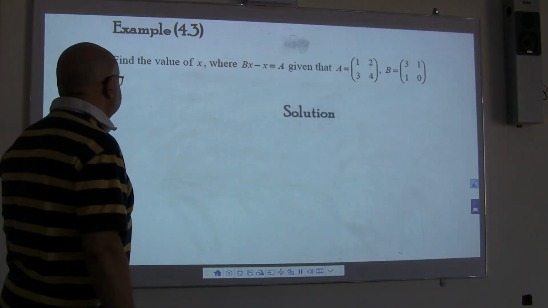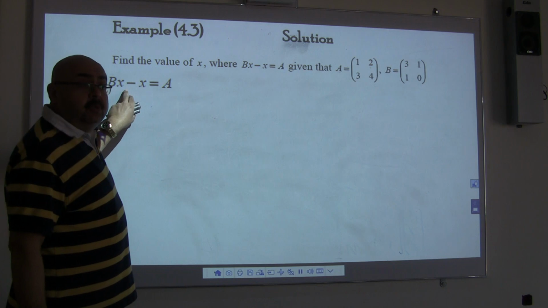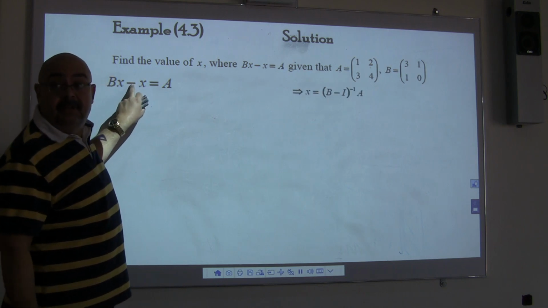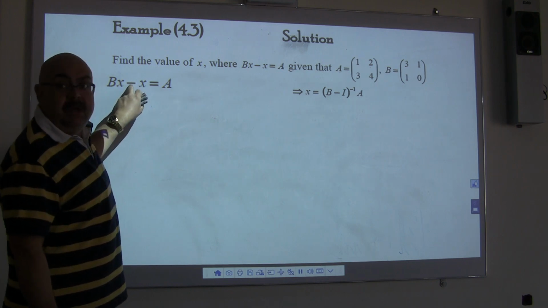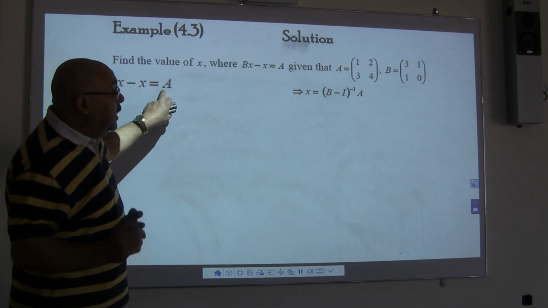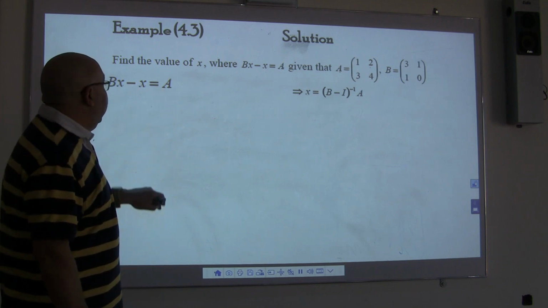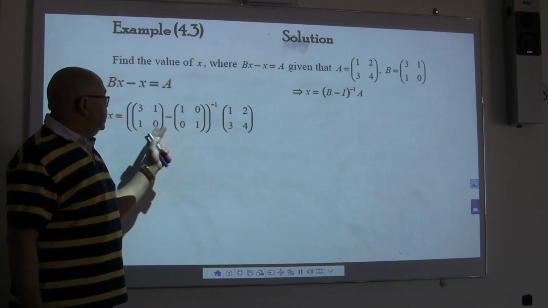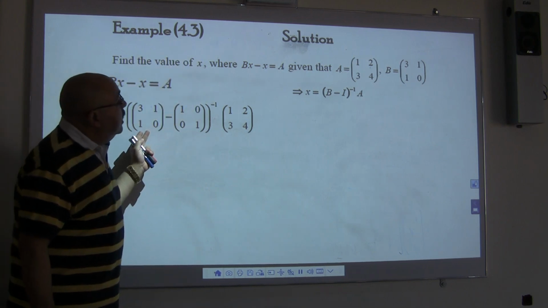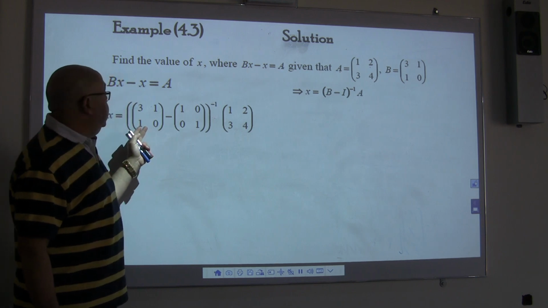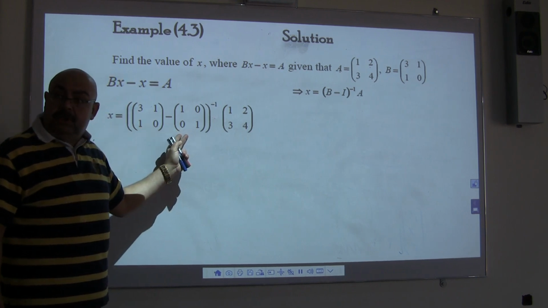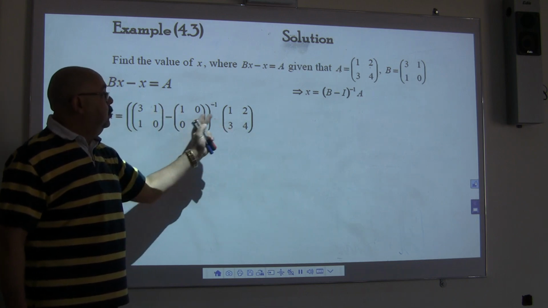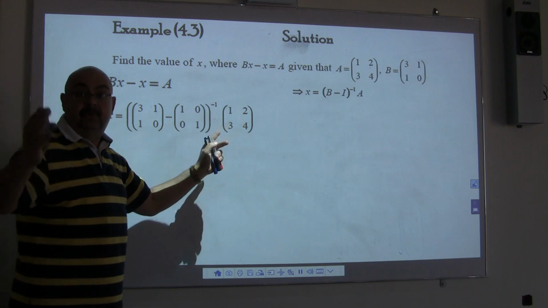Okay, once more, this is the matrix that we spoke about. In the second step, I will take x as a common factor from both sides, so I will end up having (B minus I) times x, which is going to equal A. I will multiply both sides by (B minus I) to the power of negative 1. This is the B matrix, and this is minus I, the identity matrix. You will get the inverse, then you will multiply by 1, 2, 3, and 4.